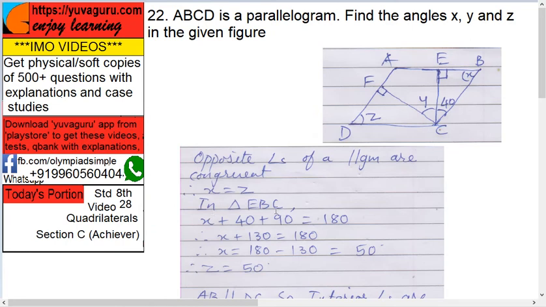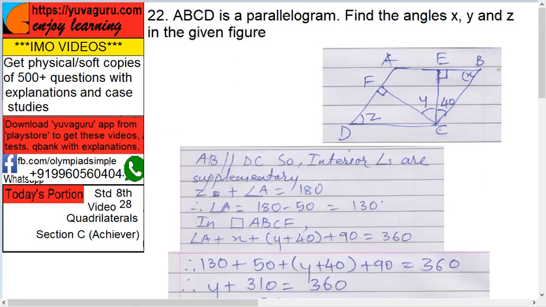Now in triangle EBC, X plus 40 plus 90 equals 180, because the sum of all angles of a triangle is 180. So X you can find out. X equals, this is 130, take this side, then it becomes 50. Therefore X equals 50. Now as X equals 50, Z is also equal to 50, because they are equal.